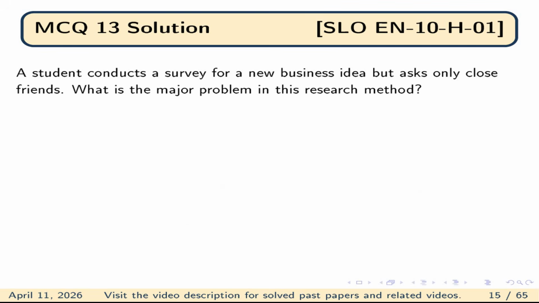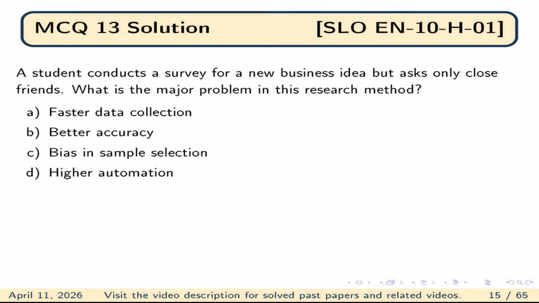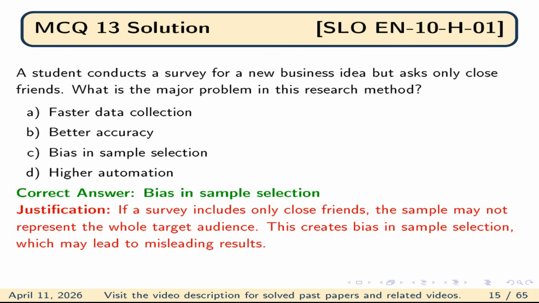Question number 13. A student conducts a survey for a new business idea but asks only close friends. What is the major problem in this research method? Faster data collection, better accuracy, bias in sample selection, higher automation. The correct answer is bias in sample selection. Because if a survey includes only close friends, the sample may not represent the whole target audience. This creates bias in sample selection, which may lead to misleading results.